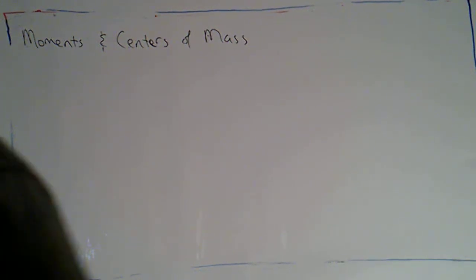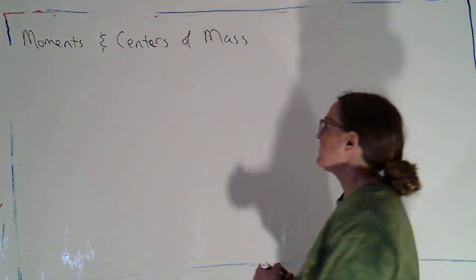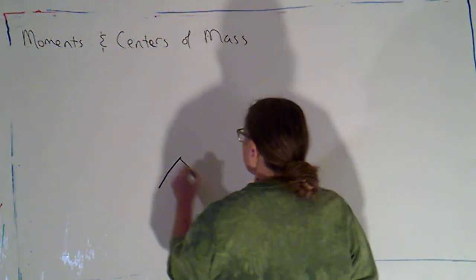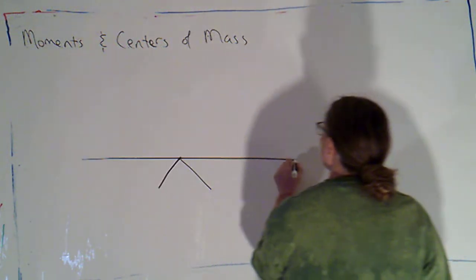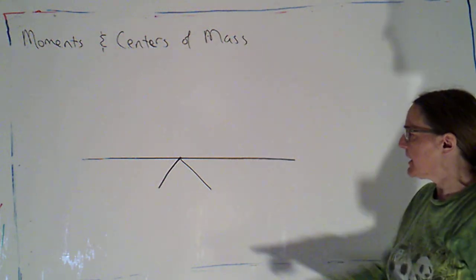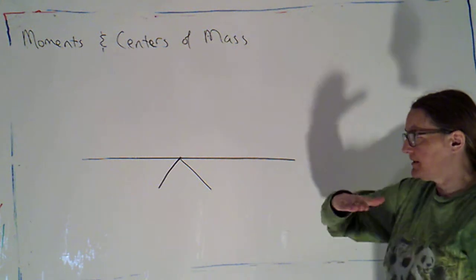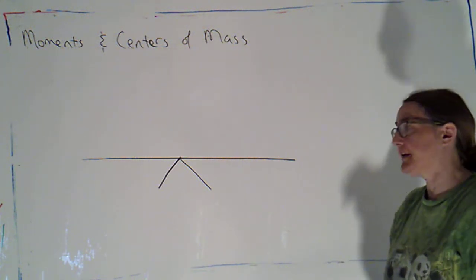All right, in this video we're taking a look at something called moments and centers of mass. I'm going to start with a three-dimensional problem, but I'm going to view it as if it's a one-dimensional problem. This is my lovely picture of a teeter-totter, or a seesaw that you find on children's playgrounds.